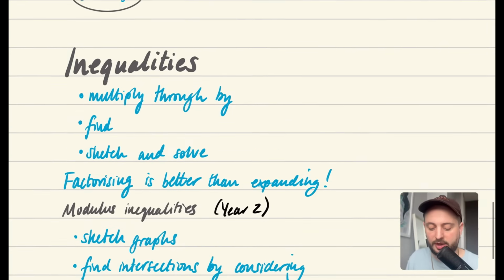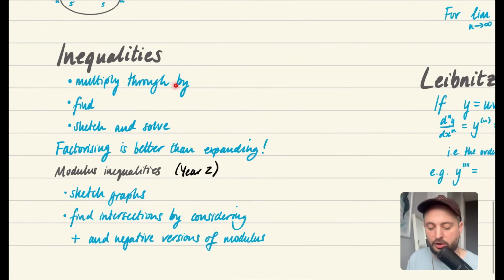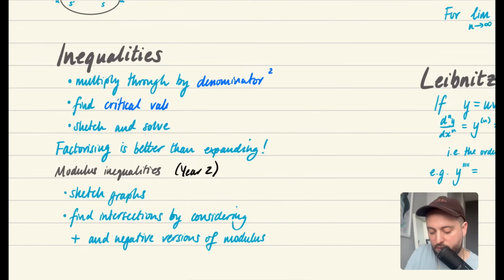Now, when you have inequalities, you always need to multiply through by whatever there is in the denominator, but it needs to be squared to ensure that it is not a negative. So I'm just going to write down, we're going to multiply it all through by the denominator squared. Then what you do is you find your critical values. This will make sense if you've already studied it. Let's see if I can spell it correctly. And then you sketch it and you solve it.